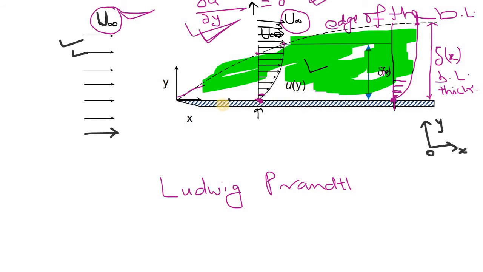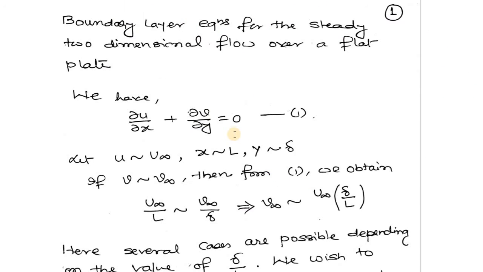We are now interested in this thin region. As I told you, the boundary layer region is a thin region, and we want to derive a set of equations which is valid only in this thin region, not beyond that. The set of equations derived by Prandtl were not applicable for the flow outside the boundary layer region, but only for the flow within the boundary layer region.